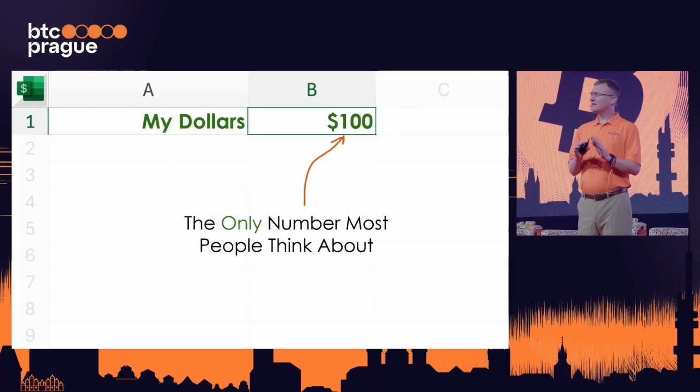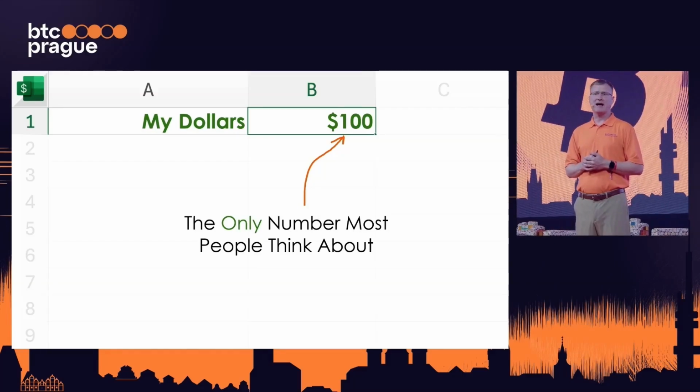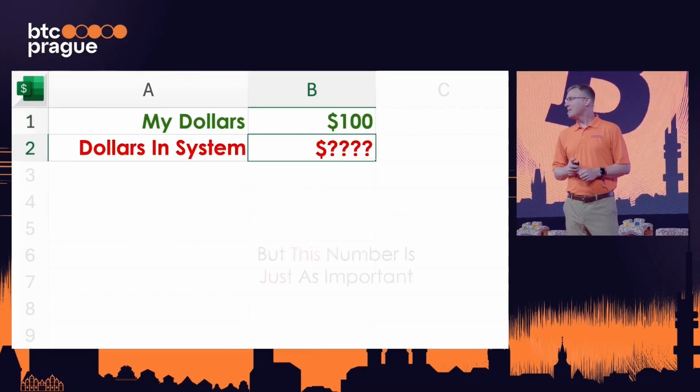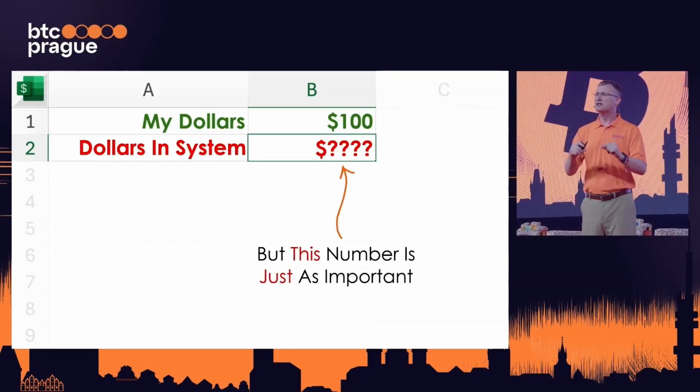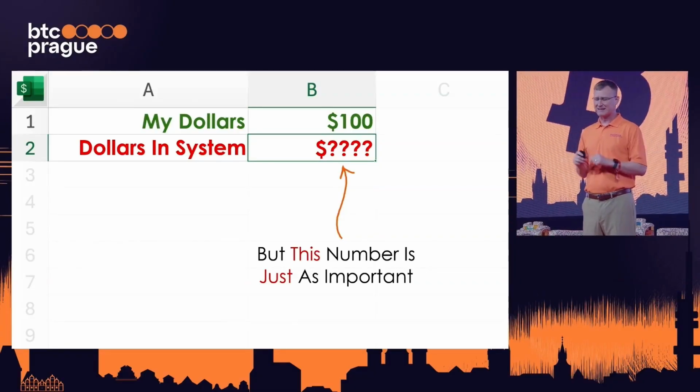All right, so this is the world's simplest spreadsheet, and this is all most people think about when they think about money, which is how much money do I have? But there's another number that is just as important as how much money you have, and it's this number, which is how many dollars are there in the system?